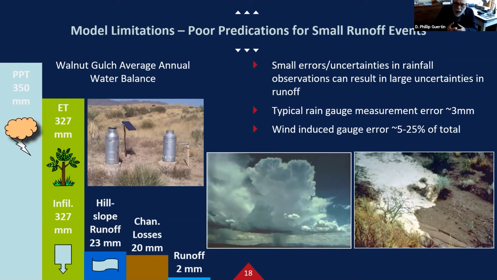And so there can be a pretty big impact related to error associated with measuring rainfall. This can create large uncertainties in our estimates of runoff. A typical rain gauge measurement error is 3 millimeters. Essentially, wind-induced gauge error is somewhere on the order of 5 to 25%. So we can actually have pretty significant errors in terms of estimating rainfall amount, which can then lead to errors in our ability to predict runoff response. Next slide.